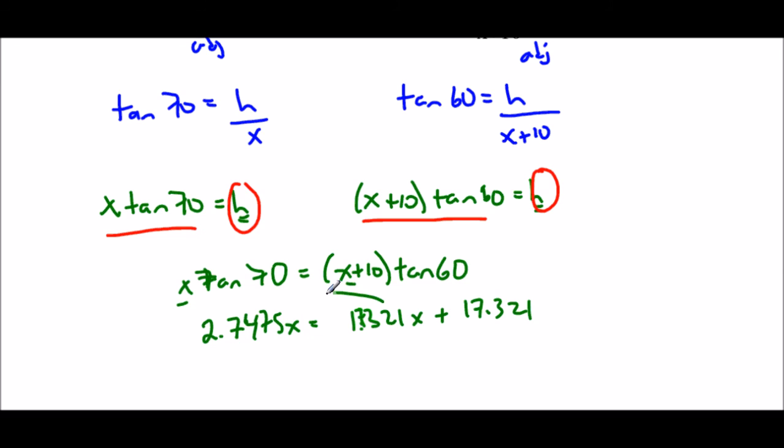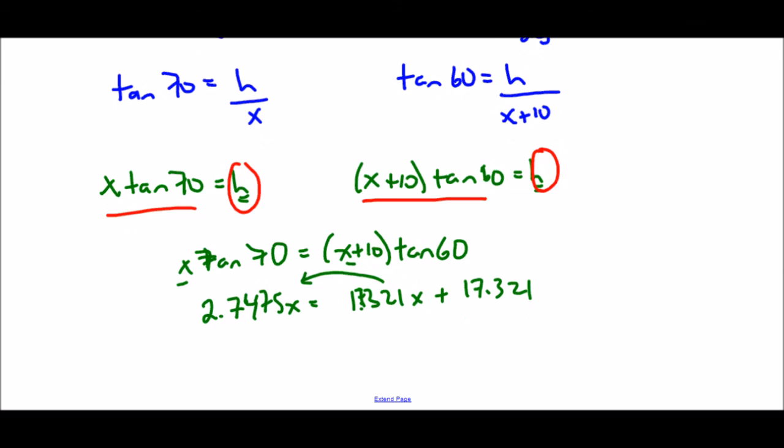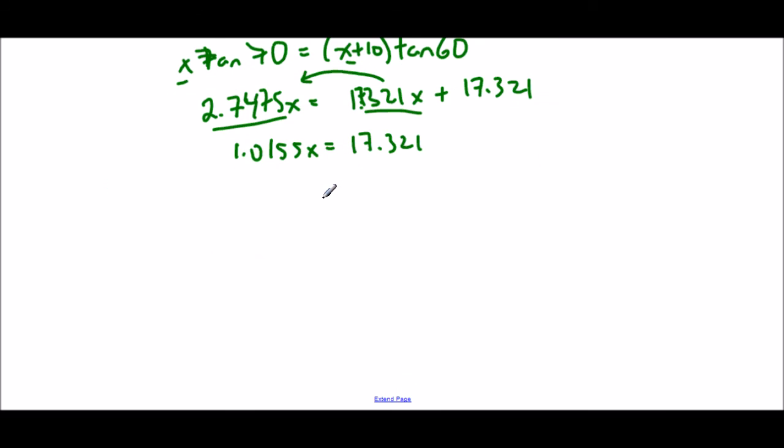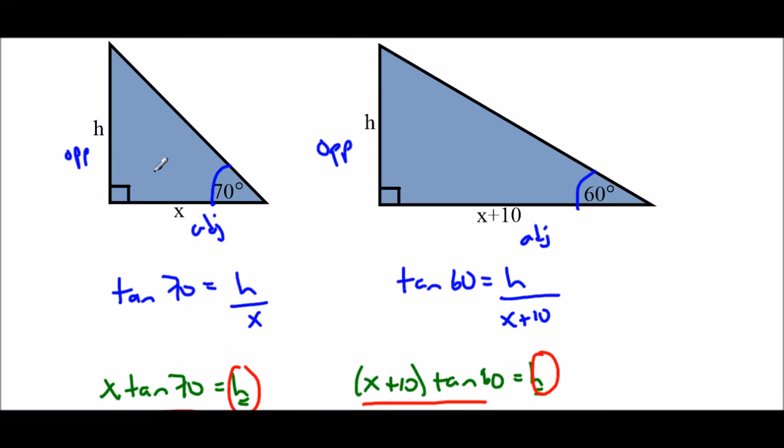So collect like terms, I'll subtract 1.7321x from both sides. So those are both x terms, so let's collect them together. That's 1.0155x equals 17.321. And if I divide on both sides by 1.0155, I get x equals 17.1. So now I know the value of x. That must be the case in order to make all the information I have proper.